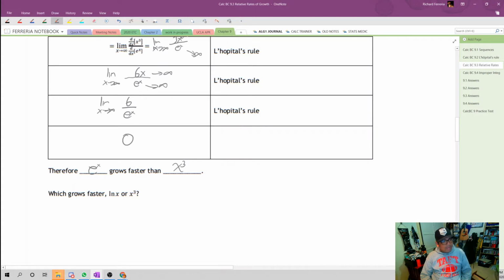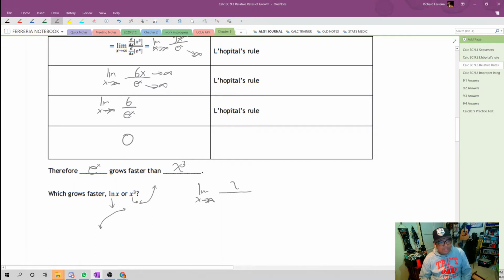Now, what about natural log of x and x cubed? Well, natural log of x is a downward concavity function, and x cubed is an upward concavity function. So this leads me to believe that x cubed is going to grow faster. But of course, with all things math, you've got to prove it. So let's take the limit as x approaches infinity.